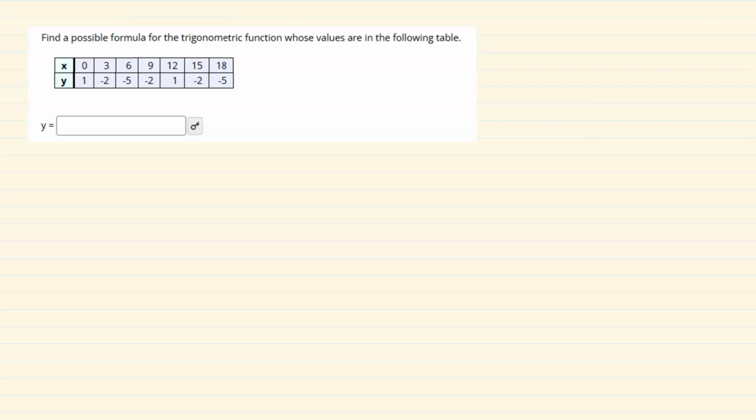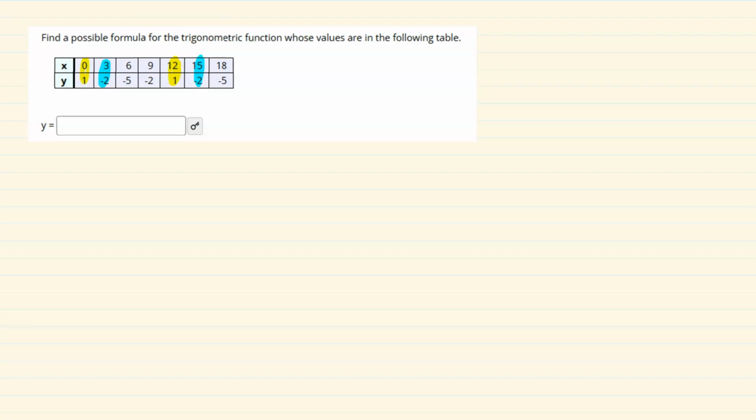It does appear that the pattern repeats itself at 0 and then 12, and then 3 and 15, as you can see here: 0 and 12, and then 3 and 15, and so forth. There seems to be a pattern. So based on this pattern, that gives us part of our function.